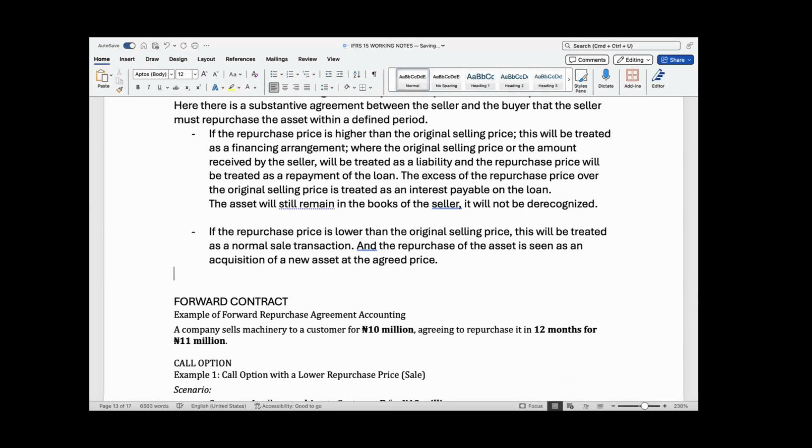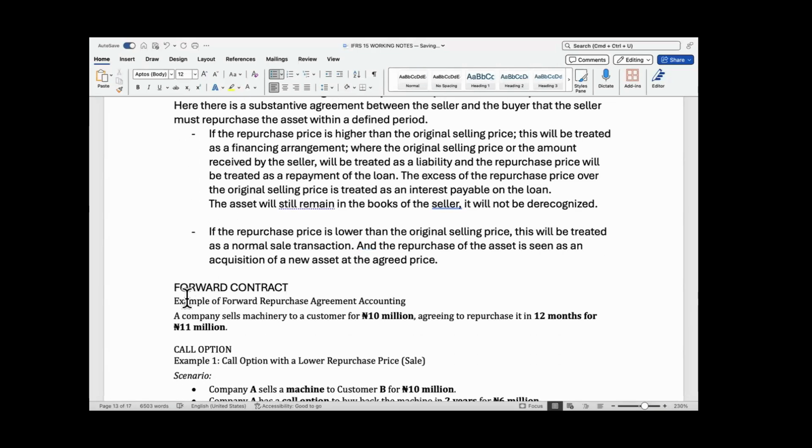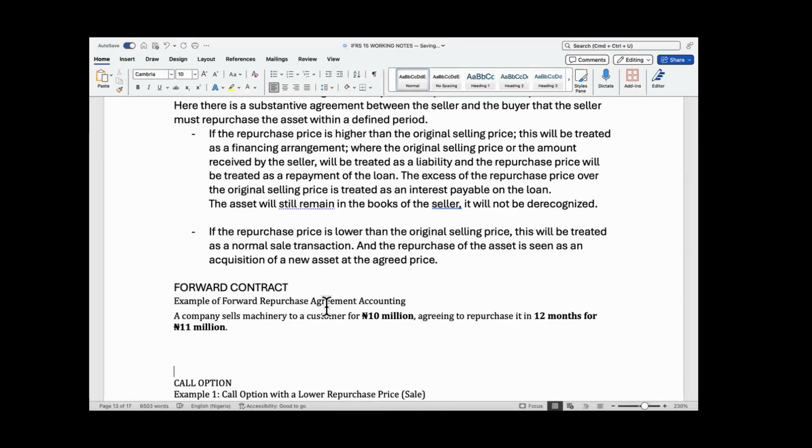And here's an example to put numbers to it. It says a company sells machinery to a customer for 10 million, agreeing to repurchase it in 12 months for 11 million. So you will see here that the repurchase price is higher than the original selling price.